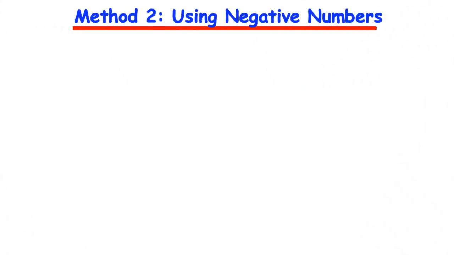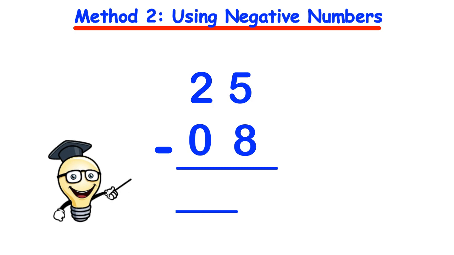Let's consider using negative numbers. This also helps with practicing with negative numbers as well. So if we take the same sum, 25 minus 8, let's fill in the missing gap again with 0. Now we start from the unit side and we take a look at 5 minus 8. Now if we go into negative numbers, we can see that 5 take away 8 gives us minus 3.